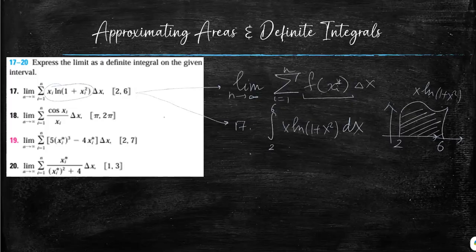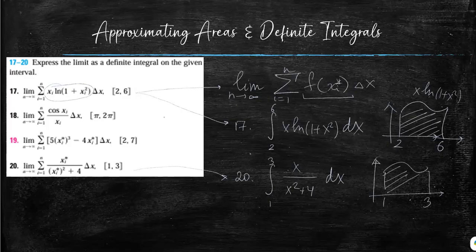Similarly, I'll do, let's say, 20, and you'll do the rest. This will be based on the pattern: the integral from 1 to 3 of x over x squared plus 4 dx. And whatever that graph looks like, this integral represents the area from 1 to 3 under the graph of that function, assuming that function is positive.